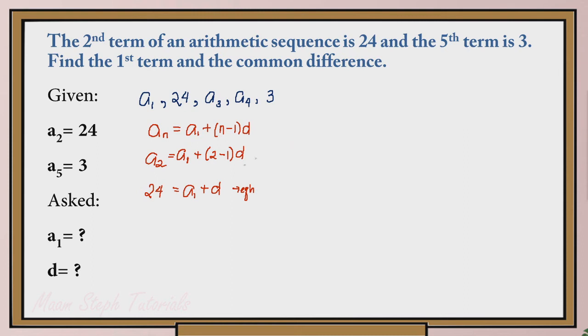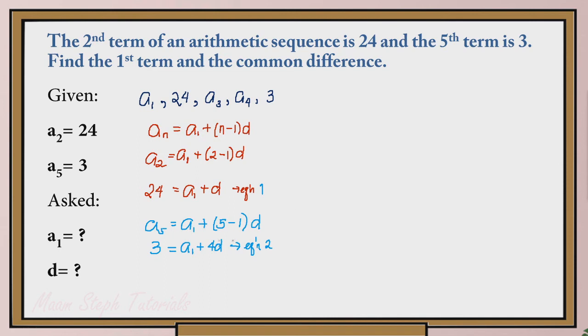Okay? So, our second equation will be for a sub 5. So, we have a sub 5 equals the first term plus, so we have 5 minus 1 times d. And since we have already the value of a5, which is 3, so we will just replace that with 3 equals a1. And then 5 minus 1, that's just 4, times d, so we have plus 4d. So now this is considered as our second equation. Okay, so our first equation and our second equation.